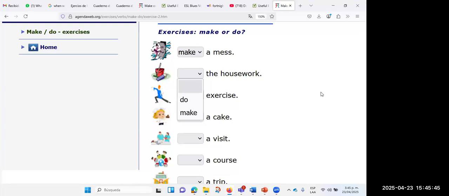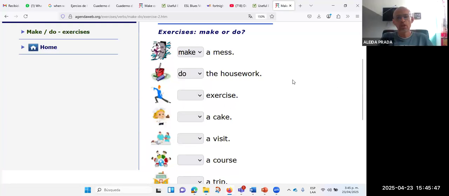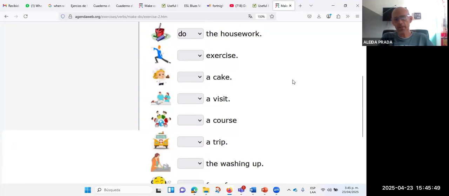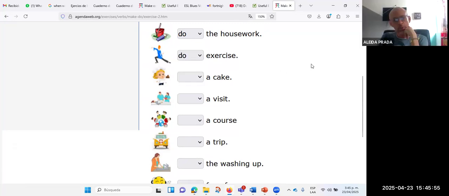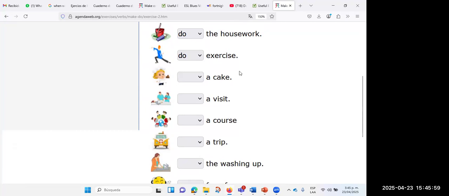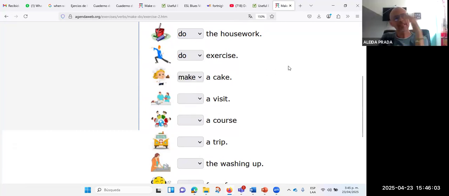Do the housework or make the housework? Do. Do, yes. Do the housework. Do exercise or make exercise? Do. We're going to prepare a cake. So you're going to do or make a cake? Make. Make.